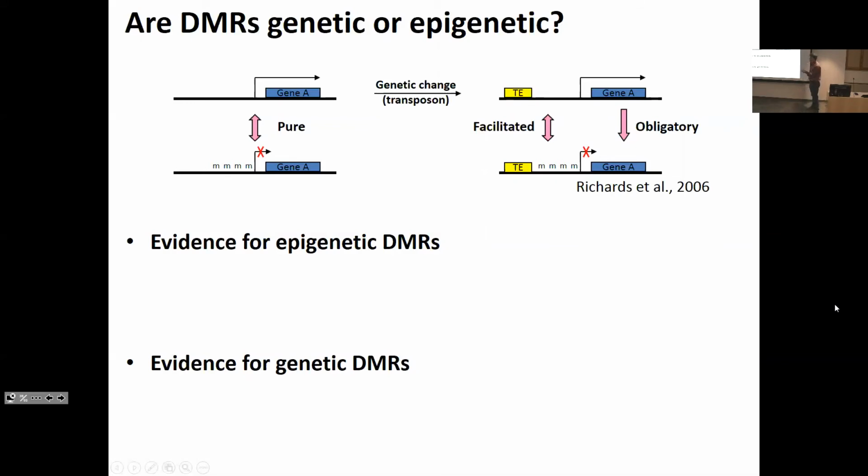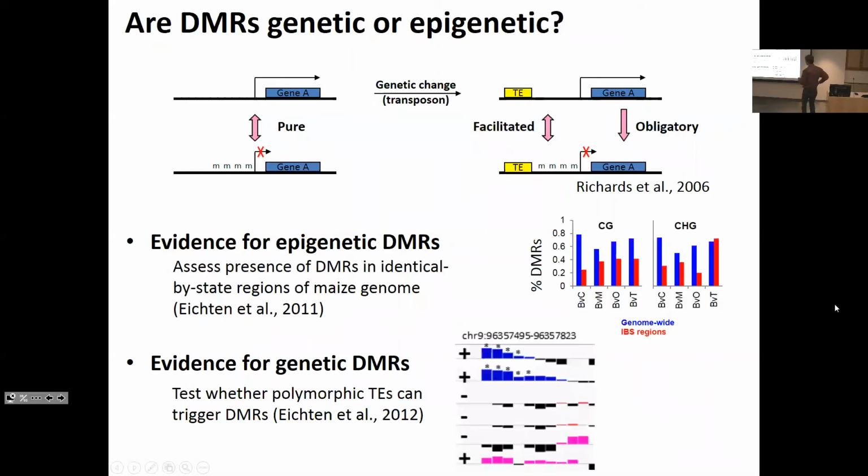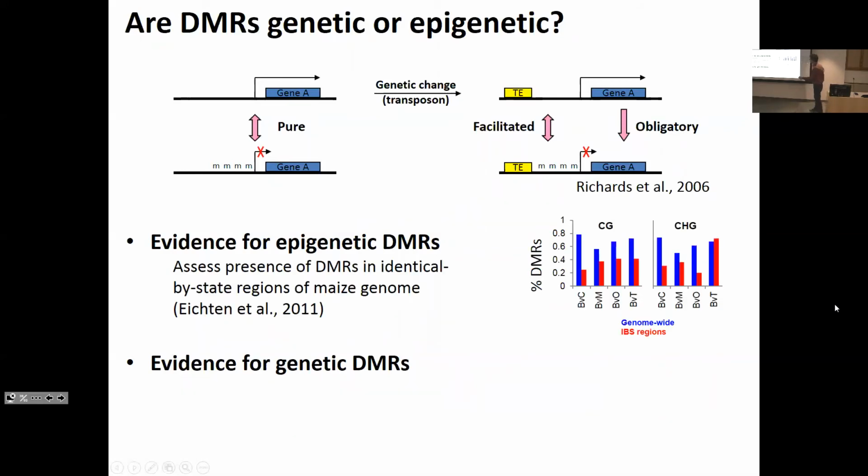So we took all of those DMRs and we started asking, what's the evidence that this could happen versus what's the evidence this might be happening? We can find evidence for both, so it's not entirely satisfying, but we'll start with this one first.